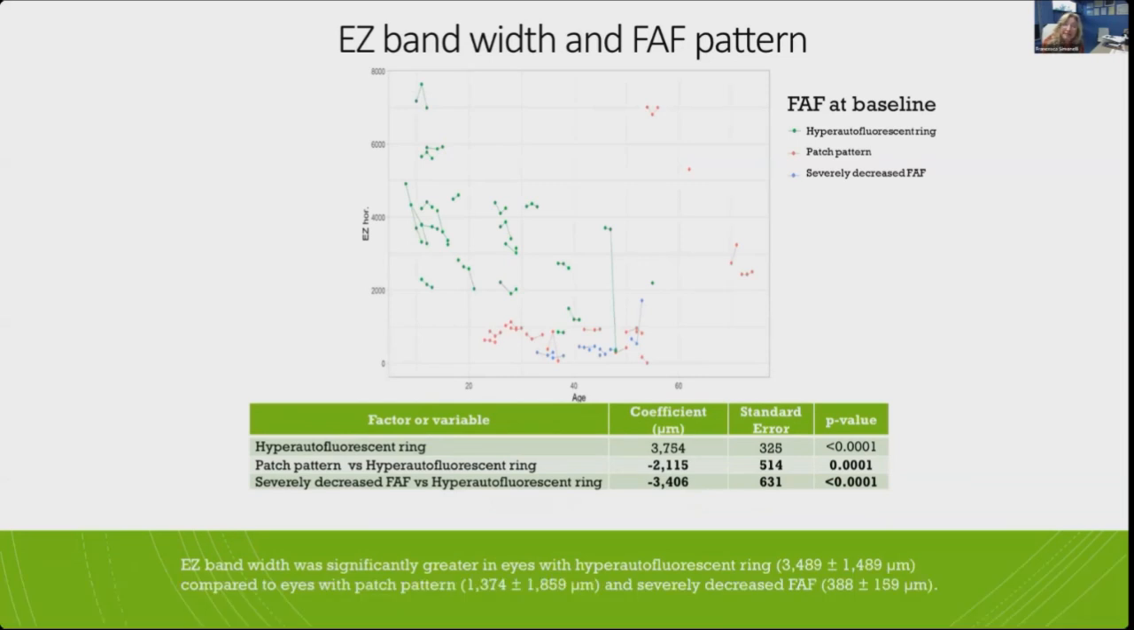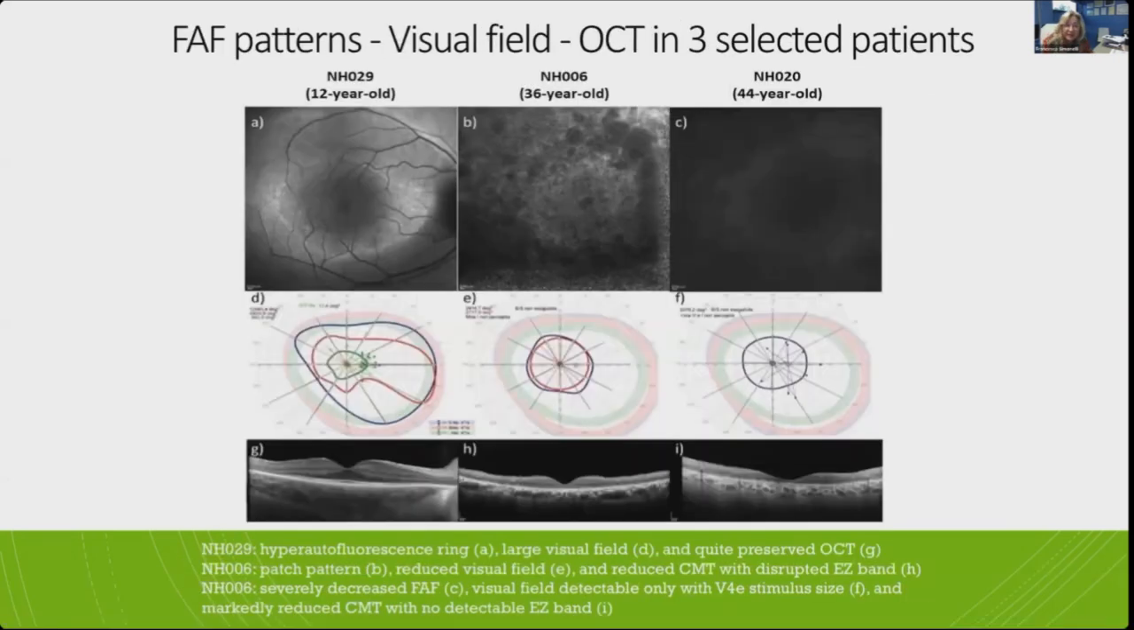We correlated EZ bandwidth with FAF pattern, and as you can see, EZ bandwidth was significantly greater in eyes with hyperautofluorescent ring in green compared to eyes with patch pattern and severely decreased FAF, as you can see in red and in blue. These are three examples about the correlation.